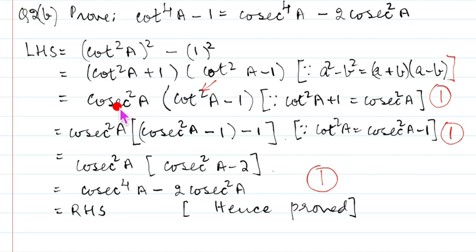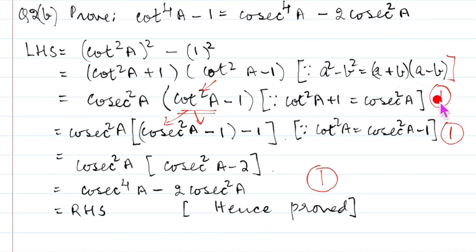In the next step, we write cosec square a into bracket. Now this cot square a, take this one to that side, it will be cosec square a minus 1. Can you see that? So this is going to give you these 2 terms, and this minus 1 as it is. Now inside this bracket, this becomes as it is. This is your cosec square a minus 2. Open the bracket and you get this, which is your RHS.